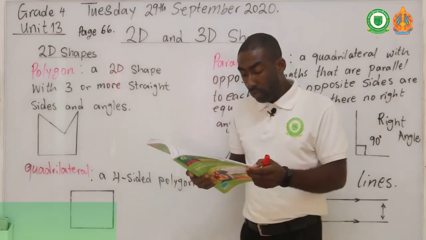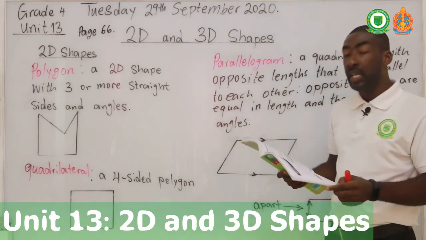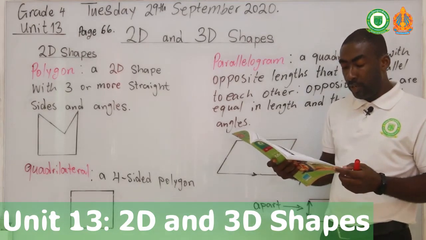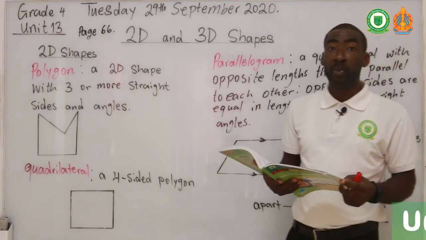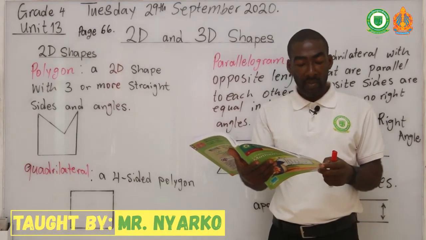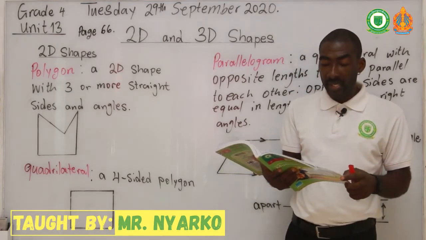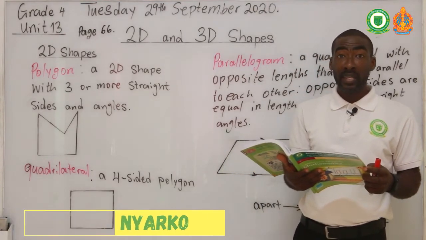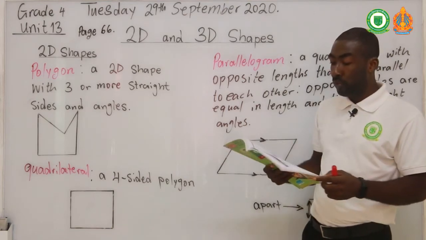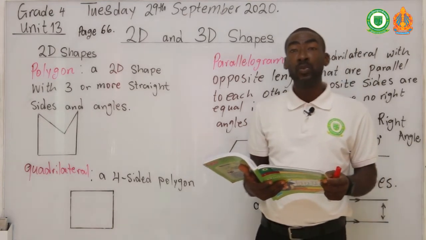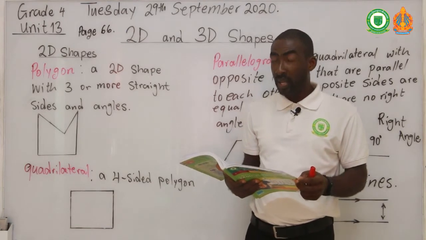So again, when you look at your book, you see a regular polygon and you see other shapes of polygons. So I want you to take your time and study page 66 and look at all other possible things there that will help you to understand our lesson on 2D shapes, okay?